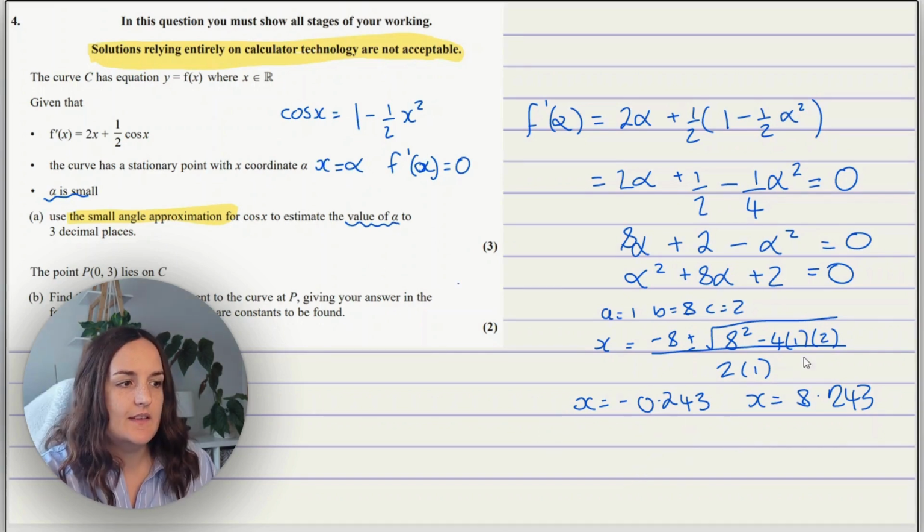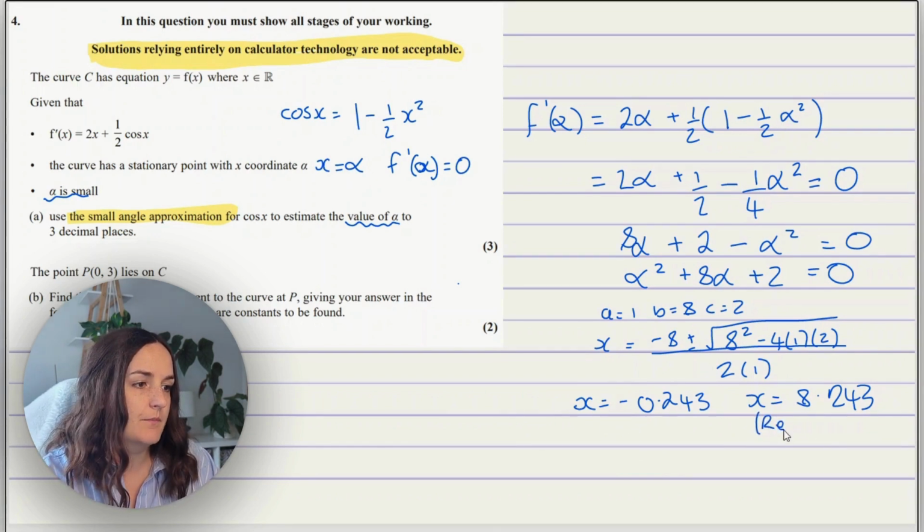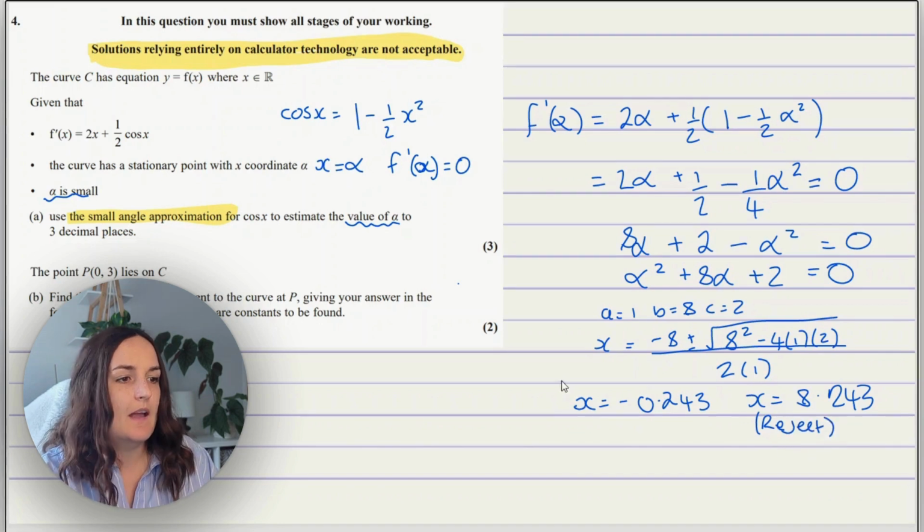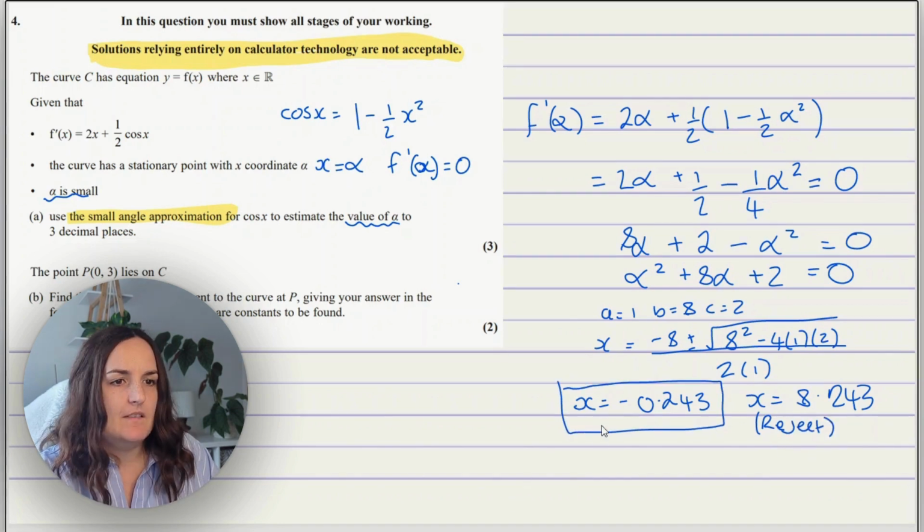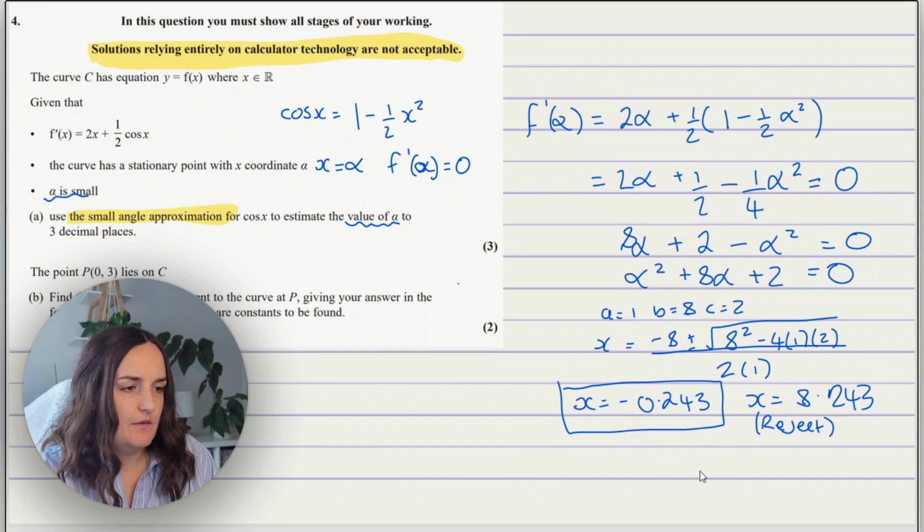So you need to realize here that because alpha is small, this is the value that this approximation will work for, and not this one. So we reject this one. Make it clear that we're rejecting this, and this is our solution, okay? This is the one you would write right at the end. So even if you want to make it really clear.